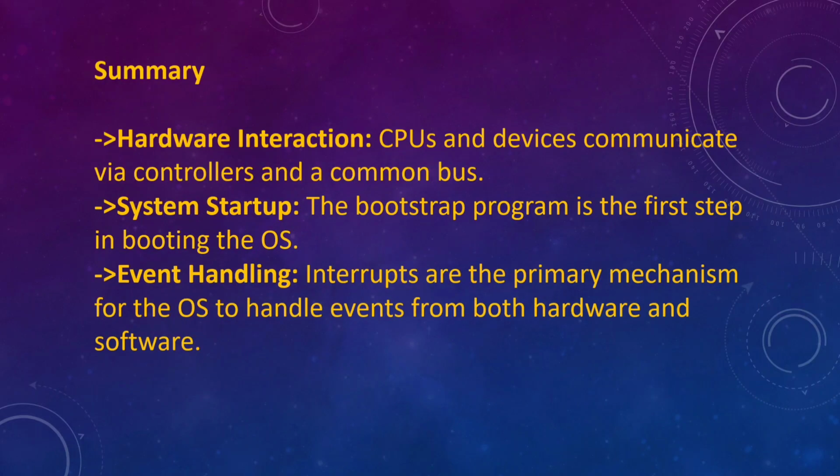Let's summarize what we have covered today. A computer system is made up of CPUs, device controllers, and memory, all connected through a common bus. At startup, the bootstrap program loads the operating system into memory. To handle events, the system relies on interrupts, whether from hardware or software, and the interrupt service routine ensures that events are processed without disturbing the CPU's main work for too long. So this is the foundation of how an operating system interacts with hardware and manages resources efficiently.